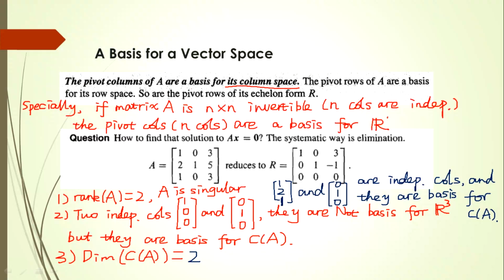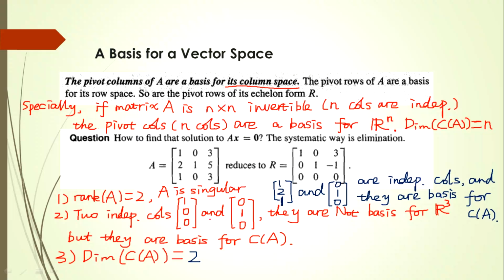Especially when A is invertible, the dimension of the column space of A is n because the rank is n. Are you clear? So this is the special case. When the matrix A is invertible, the rank is n. Then the dimension of the column space of A is n. Then those n columns are pivot columns. Those n pivot columns are a basis for Rn.